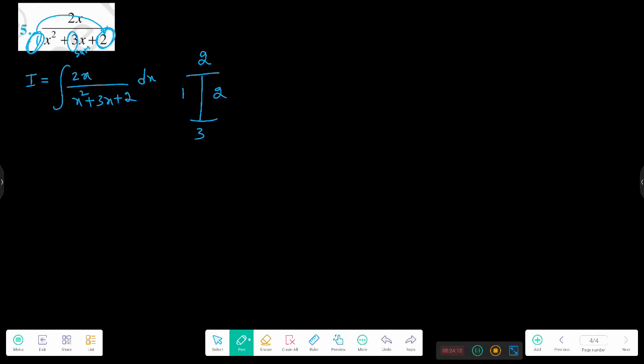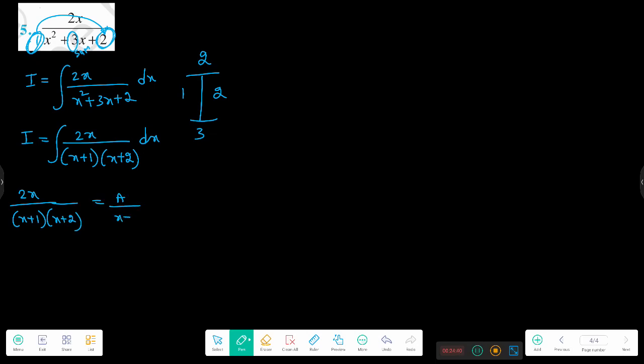Okay, so what am I getting then? I is equal to 2x divided by (x plus 1) into (x plus 2). Now this is like a first question model. Have you noticed it? The given question I converted into partial fraction format. Now you can take 2x divided by (x plus 1)(x plus 2) equal to a divided by x plus 1 plus b divided by x plus 2.